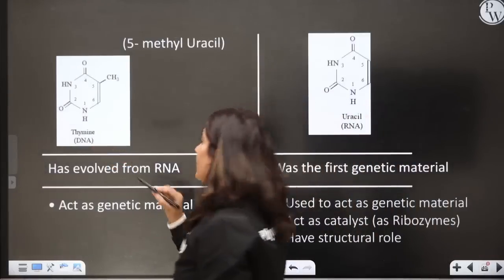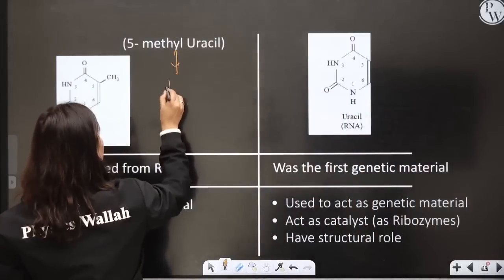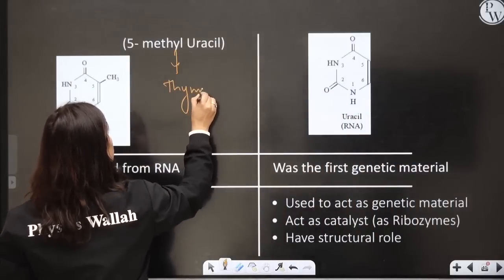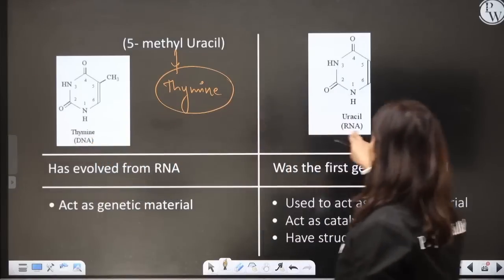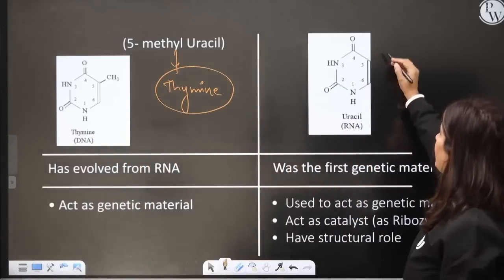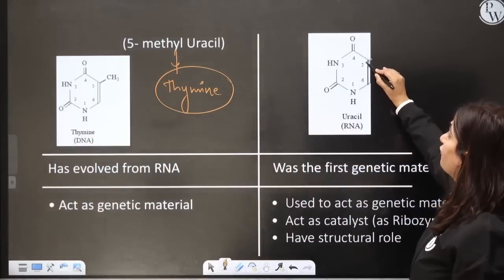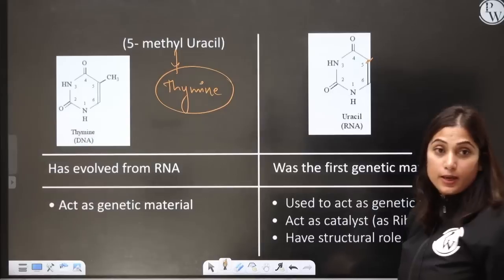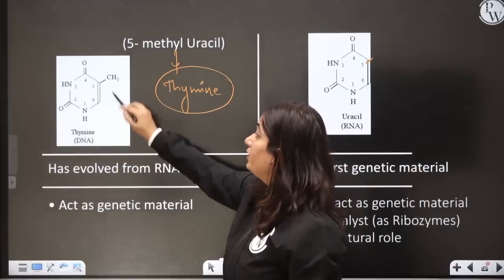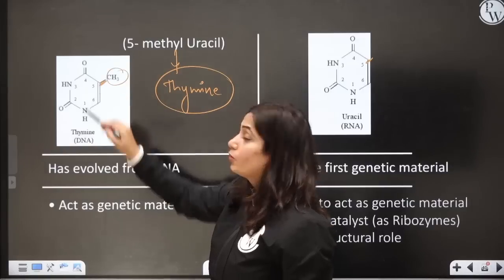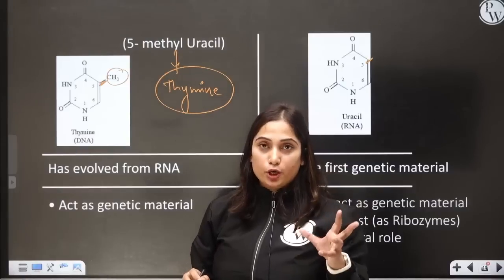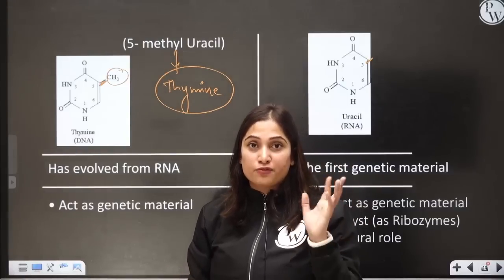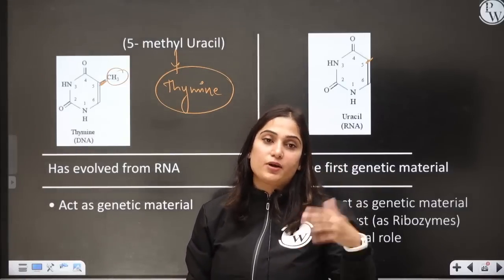Thymine can also be called 5-methyl uracil. What is the difference in the structure of thymine and uracil? In uracil, there is no methyl group at the fifth position, but in thymine, there is a methyl group at the 5th position. That means if you put a methyl group at the 5th position in the structure of uracil, it becomes thymine.